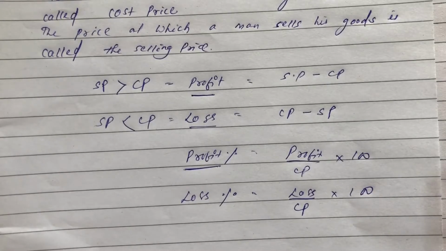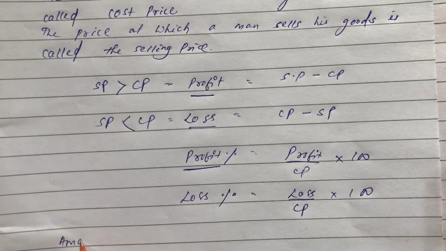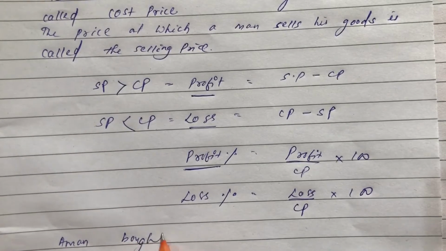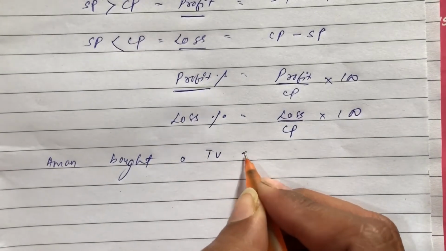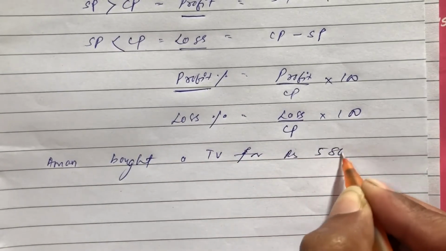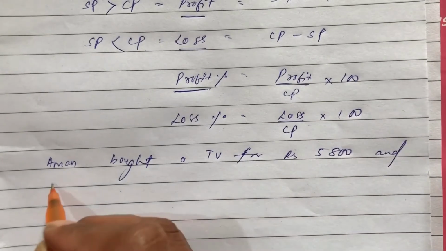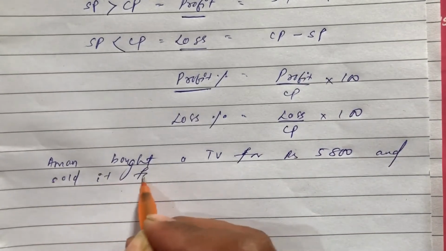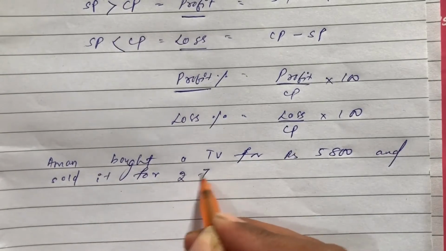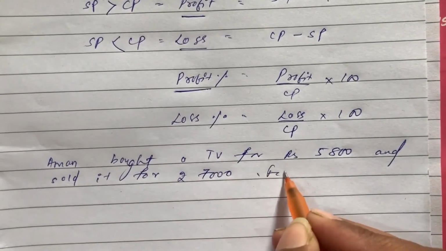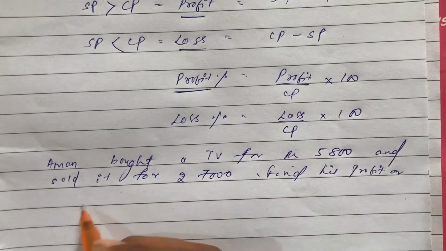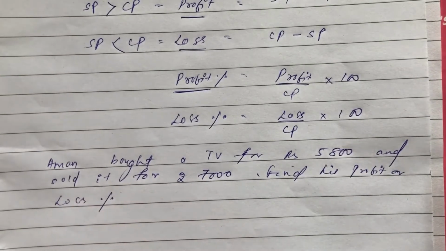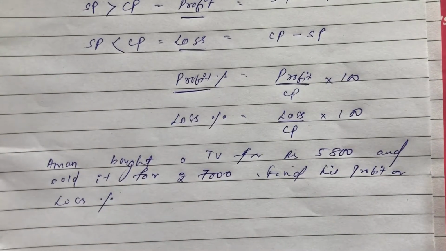Let's take an example. Aman bought a TV for rupees 5,800 and sold it for rupees 7,000. Find his profit or loss percent.